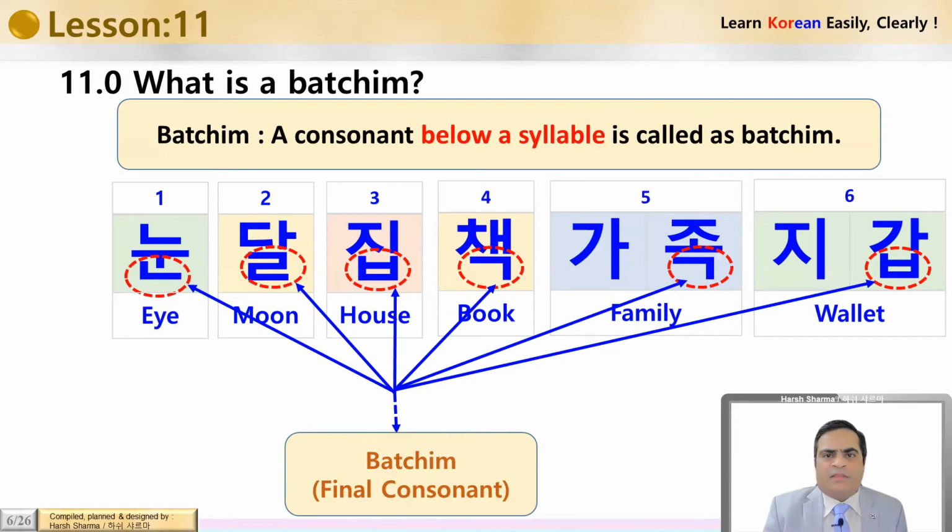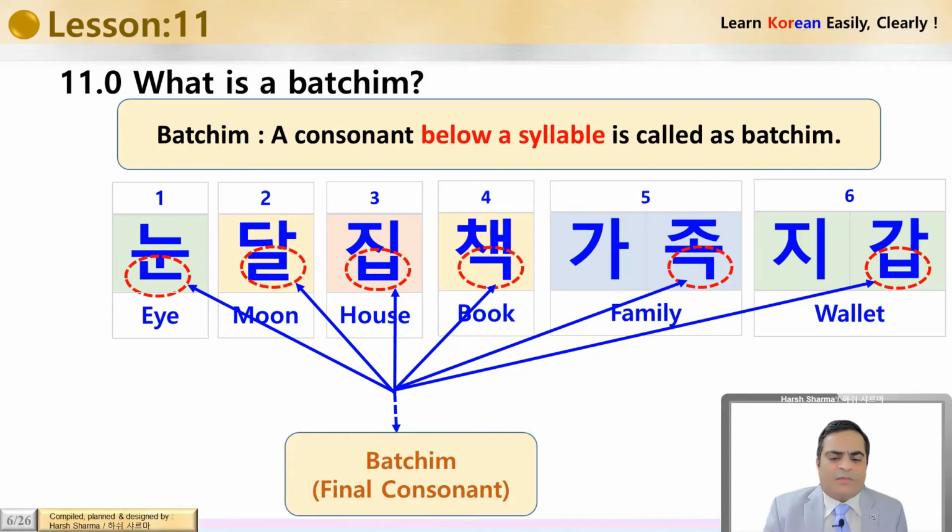There are 6 words on your screen. Number 1, Nun. Number 2, Thal. Number 3, Chip. Number 4, Check. Number 5, Khajo. And number 6 is Chikav. You can see their meanings are also written in English: eye, moon, house, book, family, and wallet.